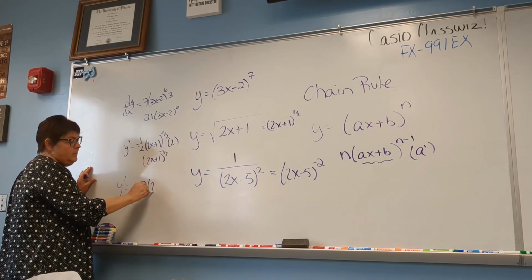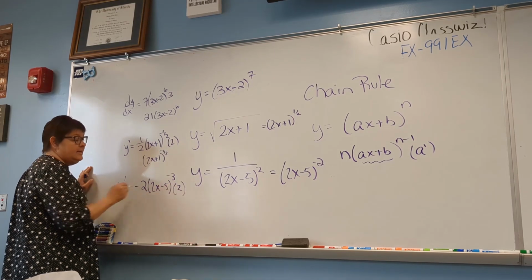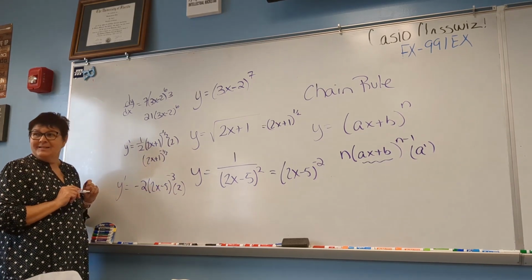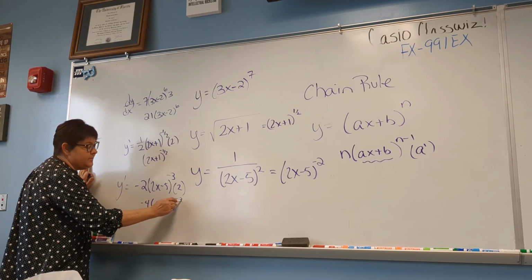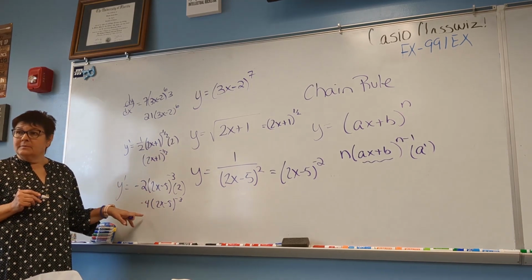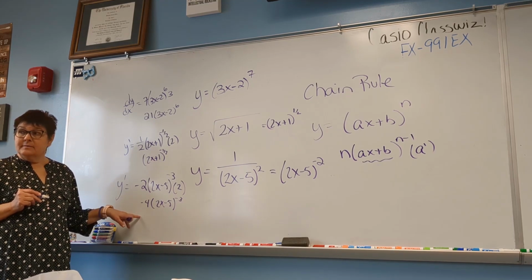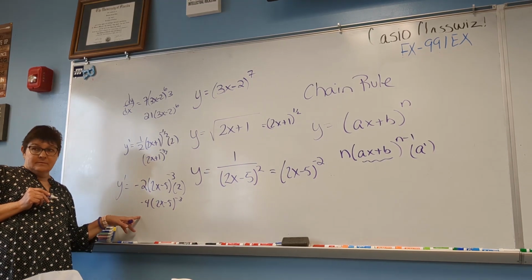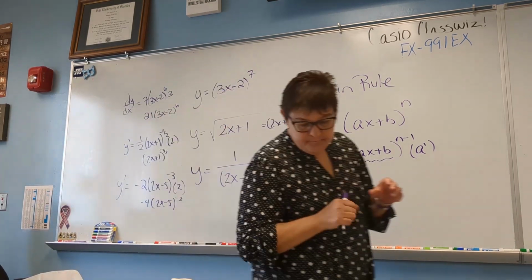-2, rewrite junk on the inside, subtract, derivative of the inside is 2. Are we feeling good? So -4 times 2x minus 5 to the -3. Are we cool? Yes, we're good? No? Yes. We good? Are we feeling okay? All right, how about this one?